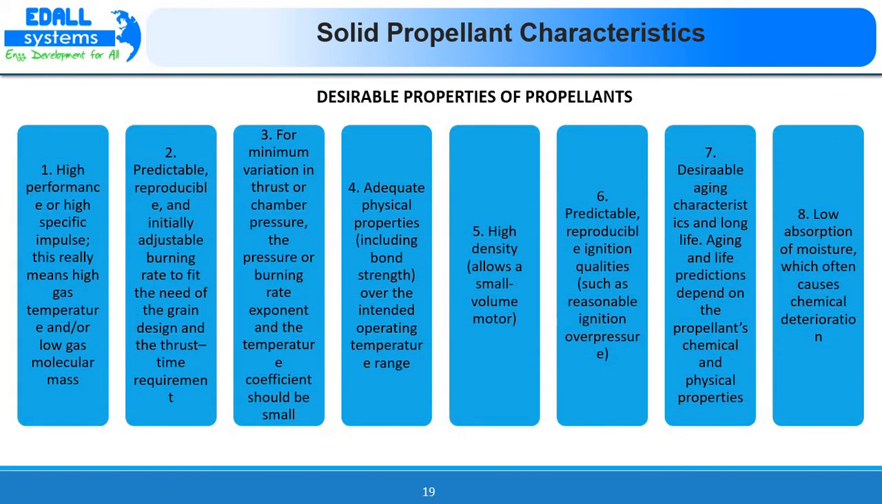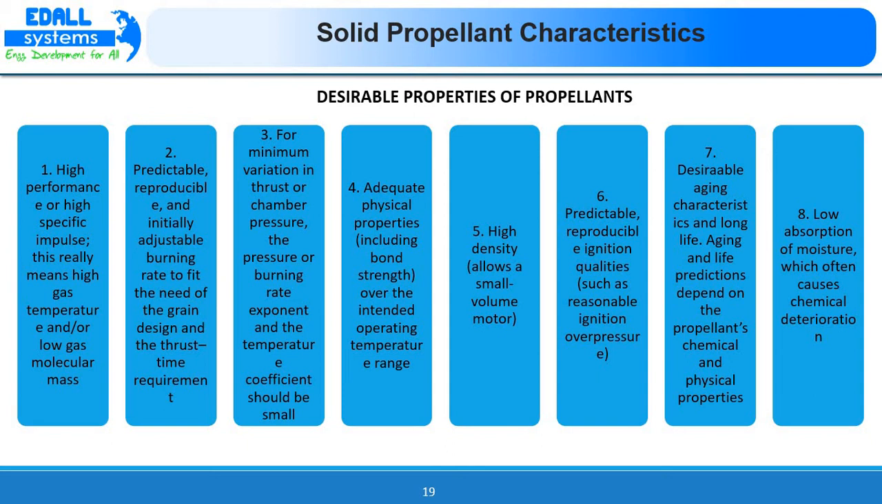So the first one, that is high performance or high specific impulse is needed, which really means that high gas temperature and or low gas molecular mass. So the propellant should provide high specific impulse, that is it should maintain high gas temperature and should have low gas molecular mass such that it will have high density.